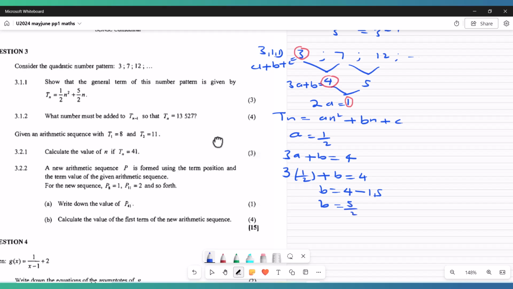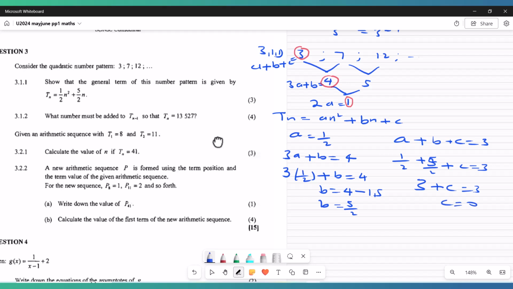After getting b, let's find out our c by using a plus b plus c equals T1, which in this case is 3. So our a, we know it is 1 over 2. Our b, we know it is 5 over 2. Then our c, we don't know, equals 3. So if you add a half plus 2.5, you get 3. So 3 plus c equals 3, giving us our c as 0.